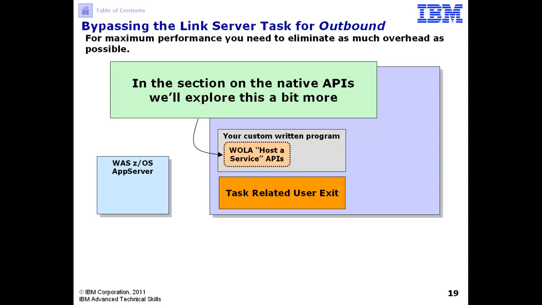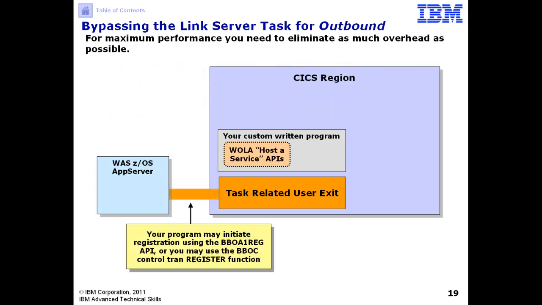We'll explore those APIs in a later section of this series. Further, the APIs you use will be the ones to host a service. That means they will ready the CICS program to listen for a call from WAS. Registration into WAS is needed as always. How that registration is performed is up to you. You may do that with the BBOC register command, or you may use the BBOA1REG API from your program.